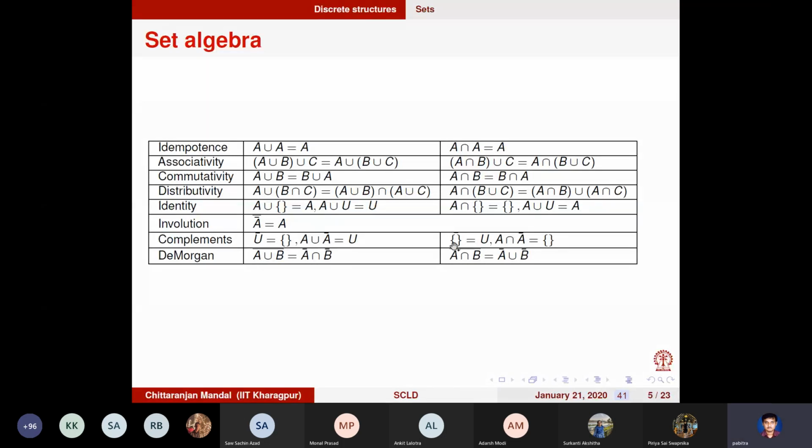And finally, you have De Morgan's law, which I have stated before: the complement of A union B is A complement intersection B complement. The complement of A intersection B is A complement union B complement. Okay, so these are all the rules or axioms or laws you have in set algebra. And these are always true, in the sense that whatever may be the values of A and B, they don't depend on a particular A or B.